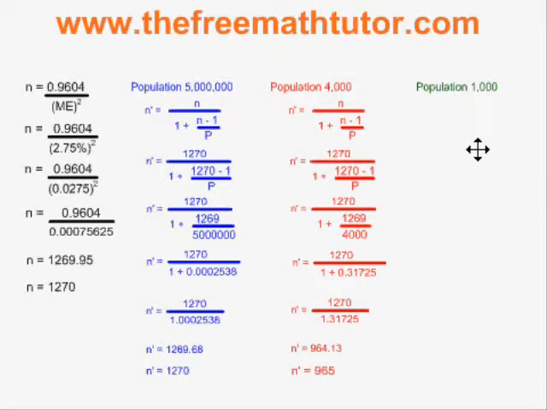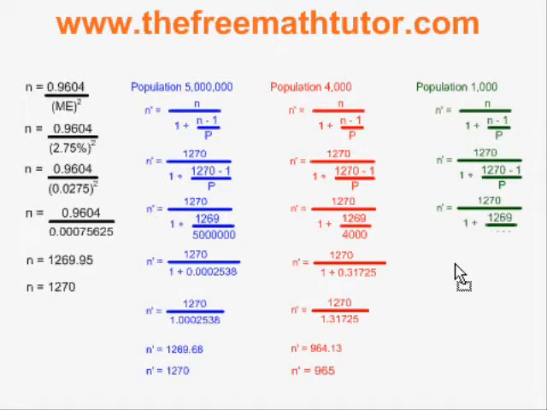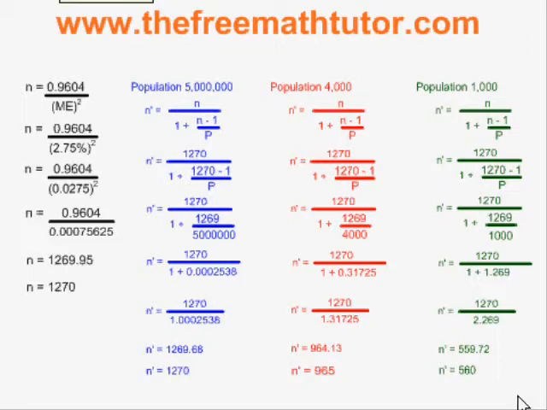Now let's try this other situation where our population is actually smaller than the sample size that's been recommended. Plugging that into the formula and simplifying, we get 559.72 as our sample size, which has already been rounded off, but must be rounded off further to 560. And for a population of only 1,000, 560 people is sufficient to achieve the 2.75% margin of error.